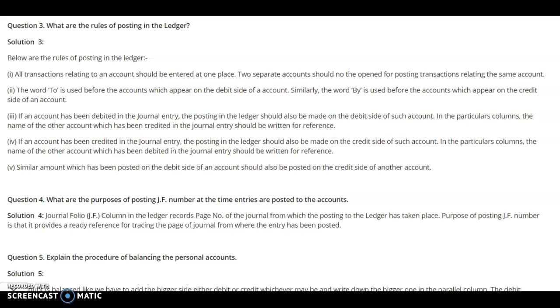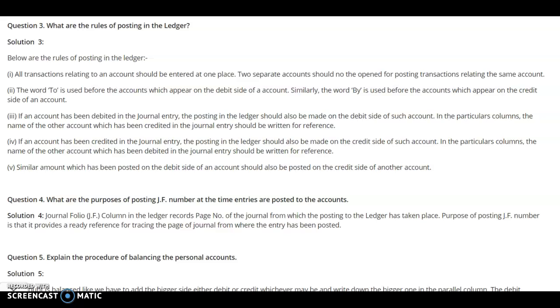Likewise, if an account has been debited in the journal entry, the posting in the ledger should also be made on the debit side of such account. In the particular column, the name of the other account which has been credited in the journal entry should be written for reference. Dear students, understand the rule is very simple, how we have to make the posting.